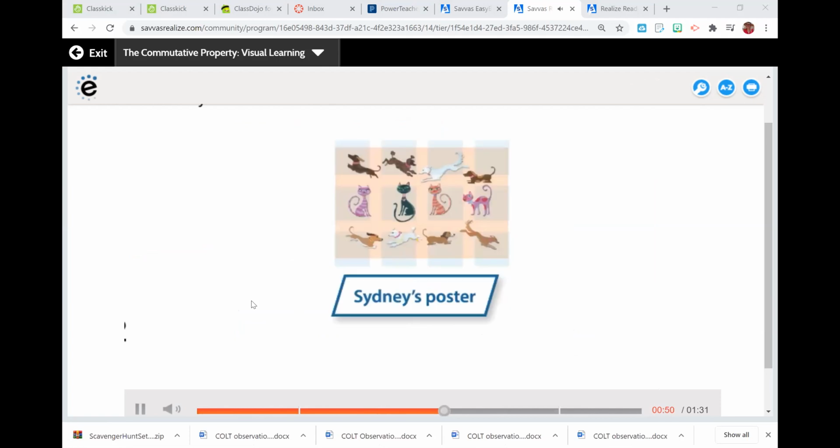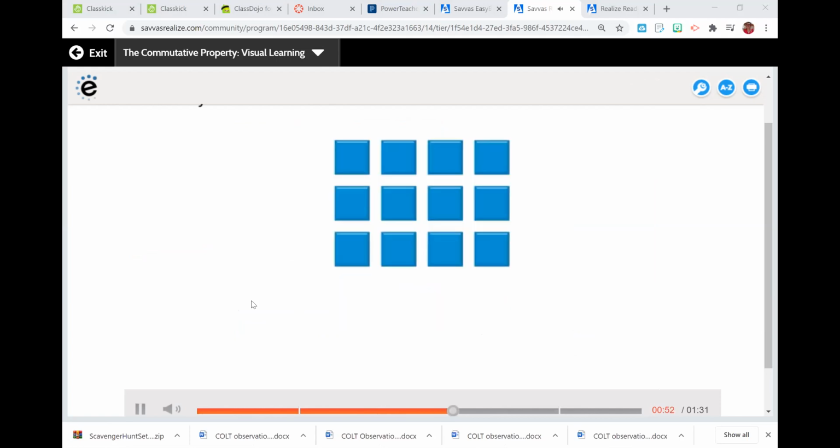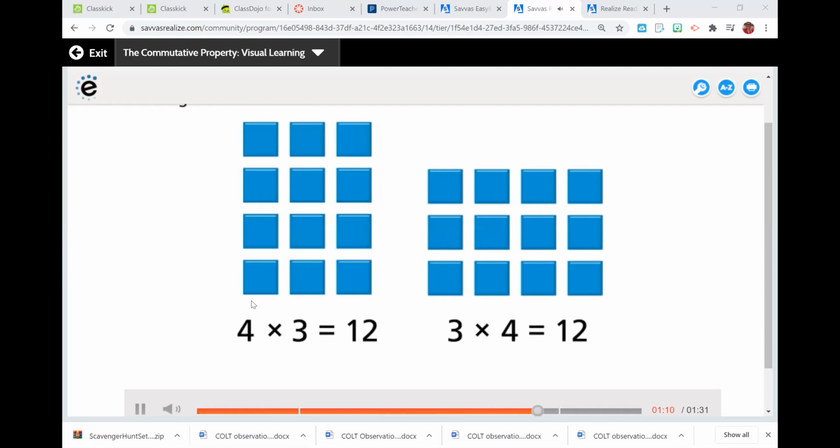On Sydney's poster, there are 3 rows with 4 stickers in each row. There are 2 ways to write this. 4 plus 4 plus 4 equals 12. And 3 times 4 equals 12. Both posters have the same number of stickers.